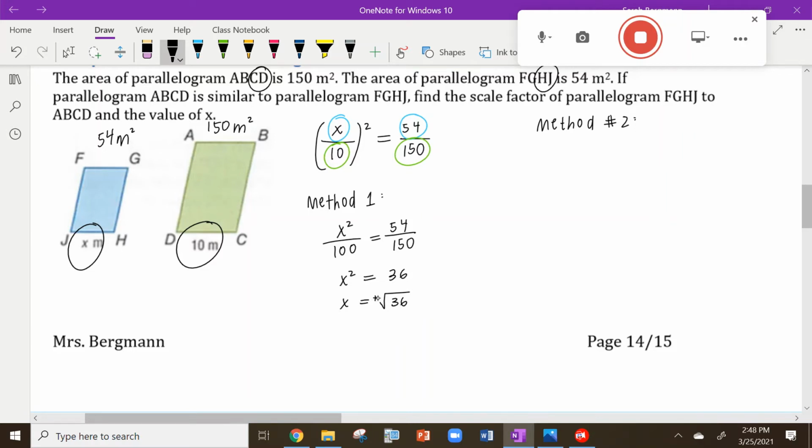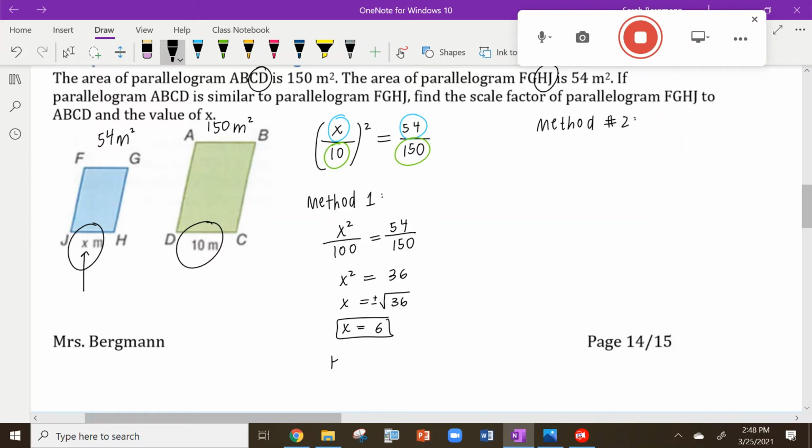Remember, when we square root, we need positive or negative. However, x represents the side of a parallelogram in this case, so we're only dealing with the positive form of the number. So we only want positive 6 as our answer. So I got x equals 6.